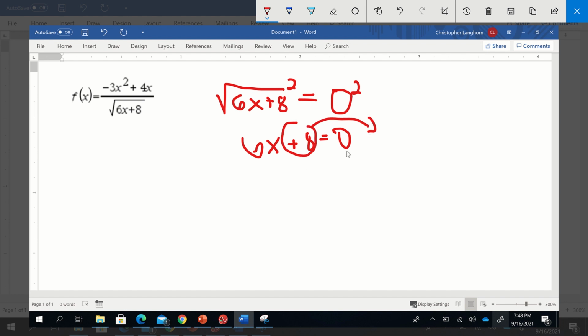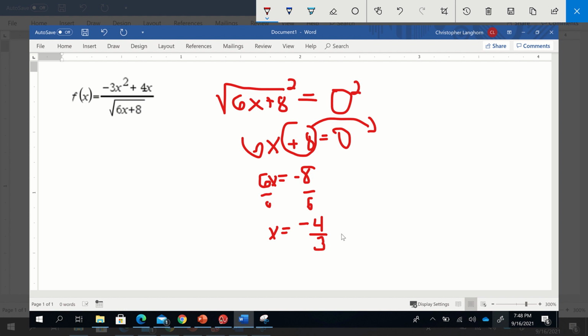When the 8 goes to the other side, it goes to its opposite, so I get 6x is equal to negative 8. And I divide by 6. And I get x is equal to, and if I reduce this, I can say negative 8 over 6, but really that's saying negative 4 over 3. So negative 4 over 3.